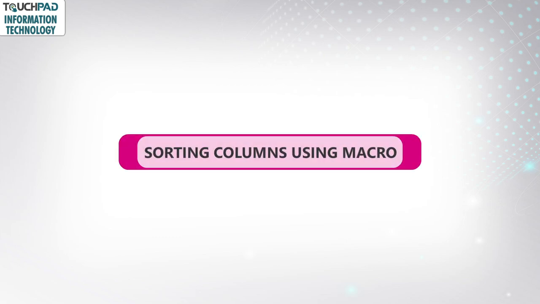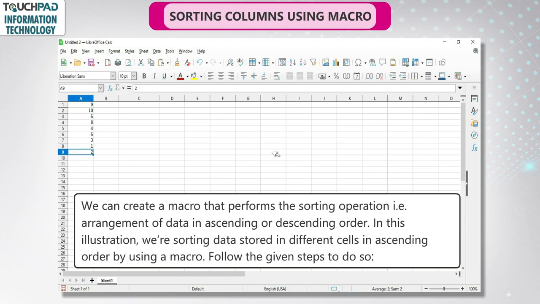Sorting columns using macro. We can create a macro that performs the sorting operation, that is, arrangement of data in ascending or descending order. In this illustration, we are sorting data stored in different cells in ascending order by using a macro. Follow the given steps to do so.